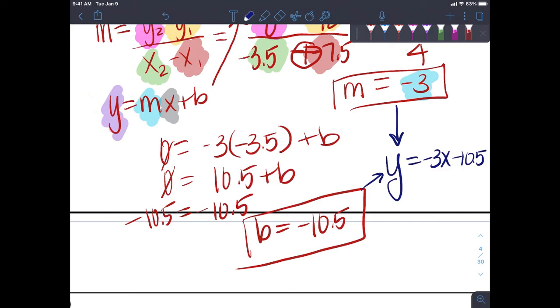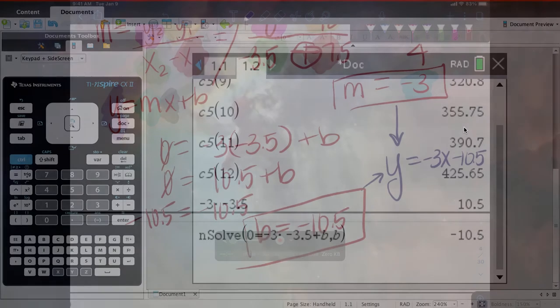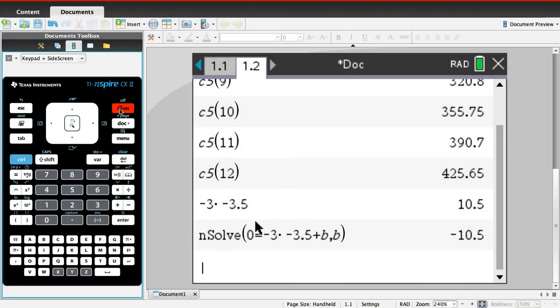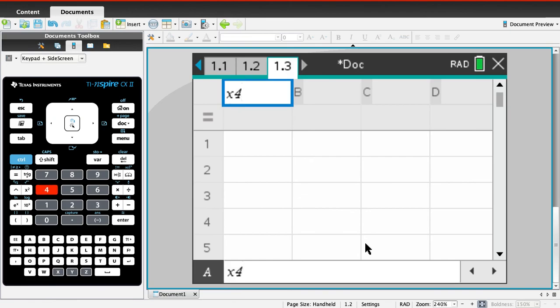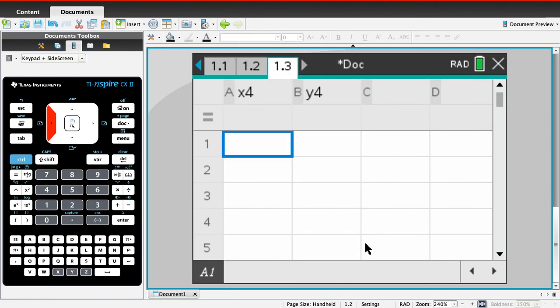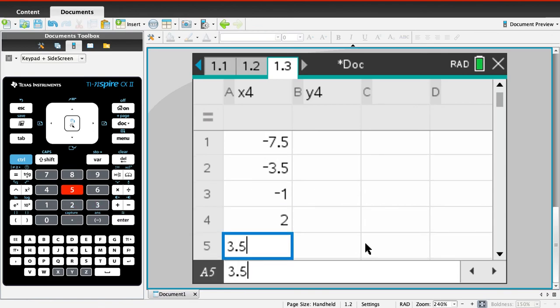However, I want to run a linear regression in order to verify that I did all of this right, because it will tell me this entire equation. So I'm going to go to my home screen and start a new spreadsheet. Now, this is question number 4. So I'm going to call these my x's from question 4, my y's from question 4. Here I'm going to put negative 7.5, negative 3.5, negative 1, positive 2, 3.5.